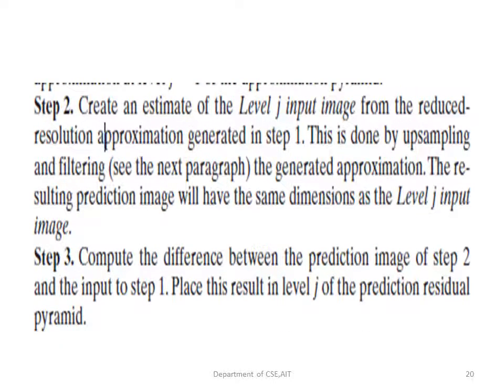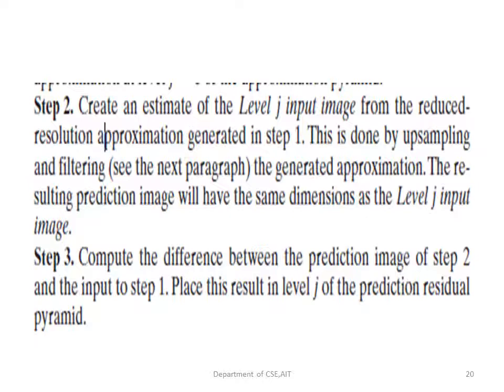In step 2, we create an estimate of the level j input image from the reduced resolution approximation generated in step 1. This is done by upsampling and then filtering, which is the generalized interpolation. The resulting prediction image has the same dimensions as the level j input image.